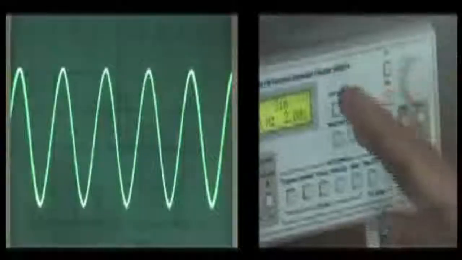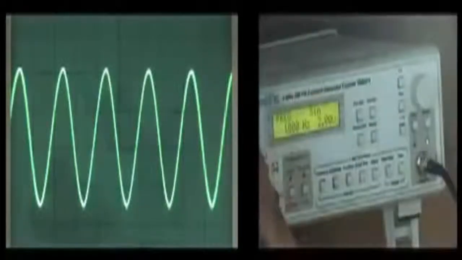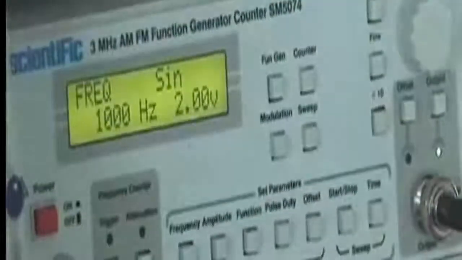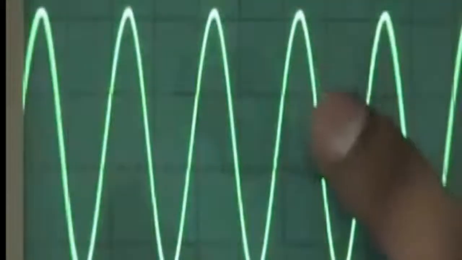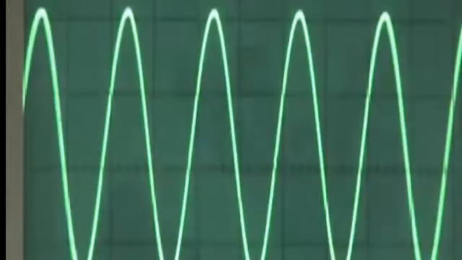Here we are discussing two apparatus being used in electronics and communication engineering. The first apparatus is called the function generator, which is used to generate signals. This apparatus is called the CRO, cathode ray oscilloscope, which is an eye of an electronic engineer. It is used for viewing the signal.